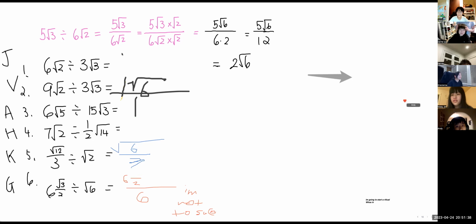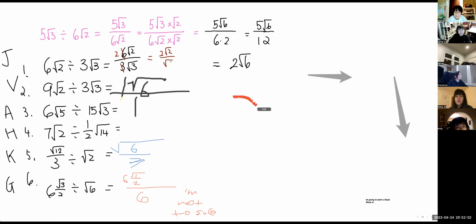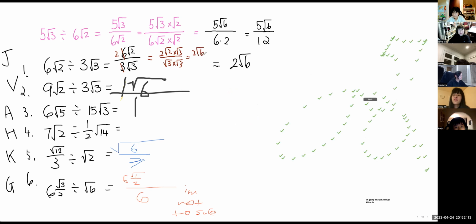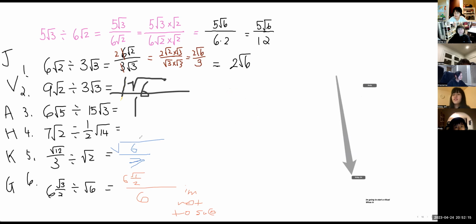Okay, so everybody, let's take a look at this one. Every single one. So 6 square root 2 over 3 square root 3. When we do this, I'm going to first simplify it, because I'm so scared it's going to be another Kelvin here, right? So 2 square root 2 over square root 3. The question became like that. Correct? So times square root 3 and times square root 3. So the answer is 2 square root 6 over 3.